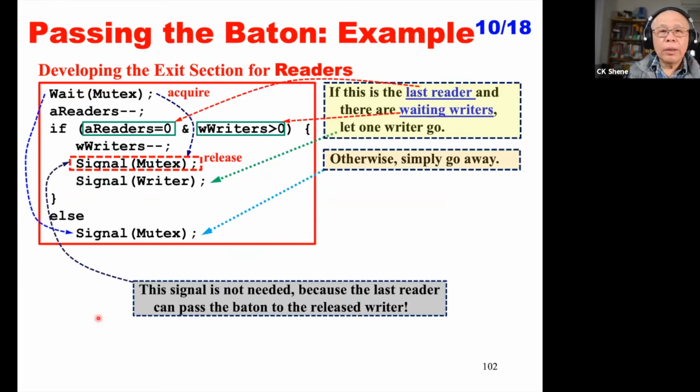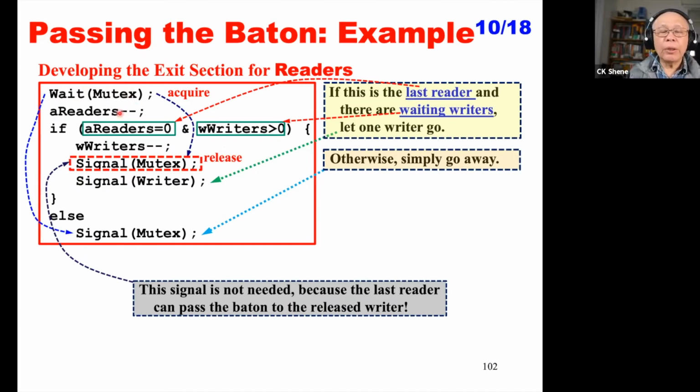Now, let's consider the exit section for readers. Remember, we add a few more conditions there. So this is the exit section without considering baton passing. Upon exit, this reader locks the mutex because this reader exits.